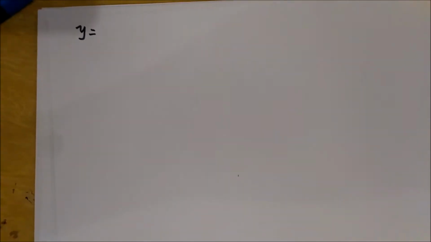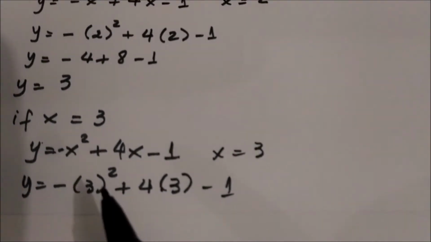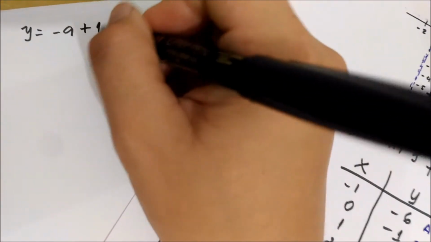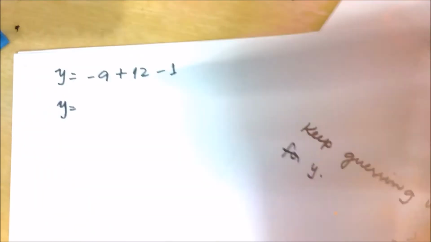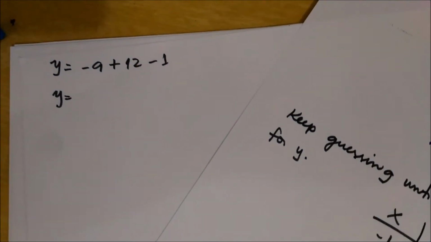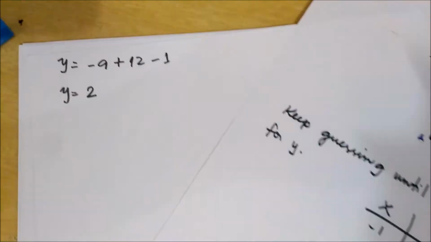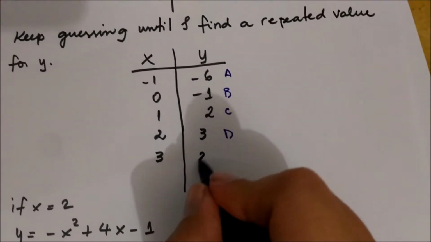So we had 3 squared, that's 9, negative 9. 3 times 4, 12. Minus 1. So your y is going to be 2. Because this is 3. 3 minus 1, 2. Ooh.